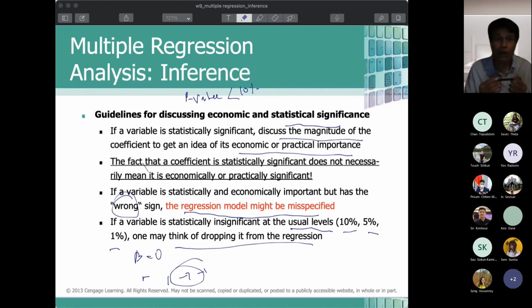But again, we only concern ourselves with the sign if it is statistically significant. When we say statistically significant, p must be lower than 10%. Or if you like, t must be higher than the critical value. But from now on, I will only talk about the p-value. It makes your life easier. You can compare it directly with the significance level. Any other questions?